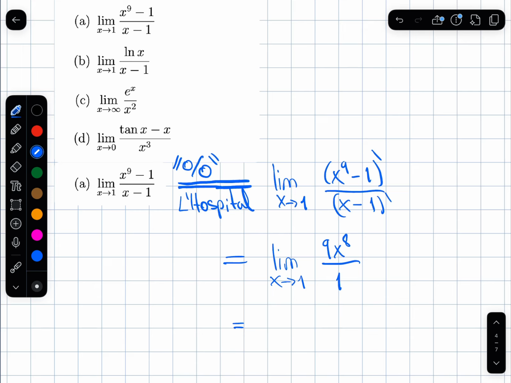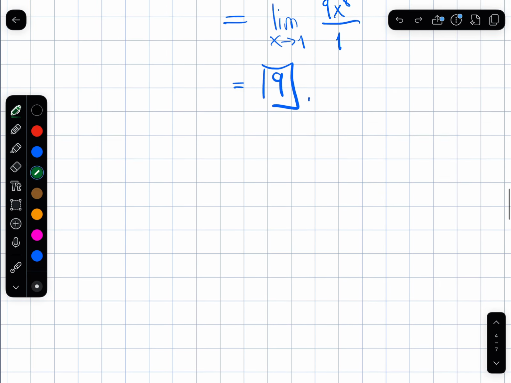I go back. Can I plug in 1 now? And yes, I can. I can plug in 1. And that is 9 when I plug in 1. So I've found the limit. I could have factored this. This is not impossible to factor, but it is not as easy. Not everyone remembers how to do it. So L'Hôpital's rule just makes it really, really easy to handle this.